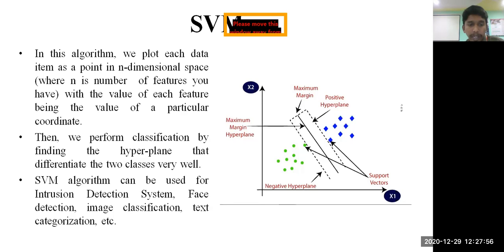So the SVM algorithm can be used in a number of applications. It can be used in face recognition applications, for intrusion detection systems, for text categorization, and for image processing. So SVM has wide applications in many areas where you have data in different classes.